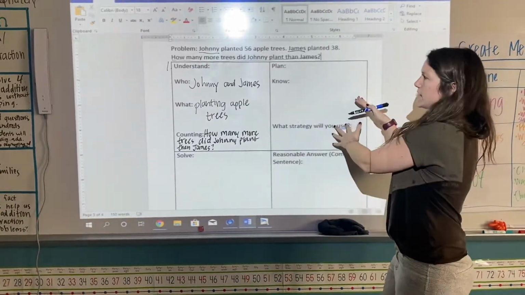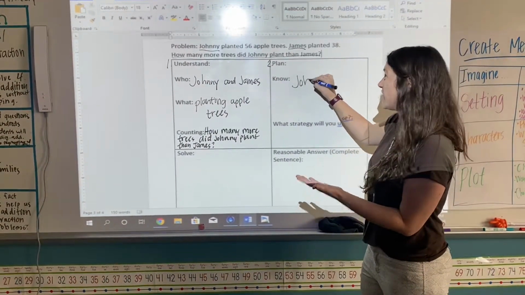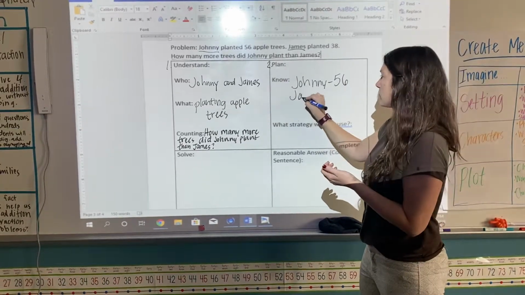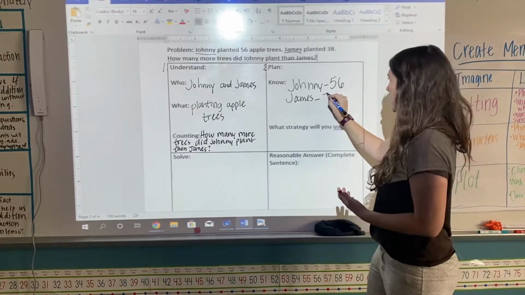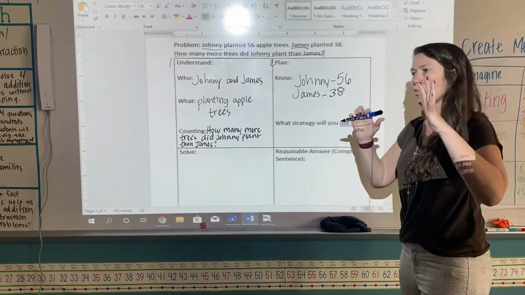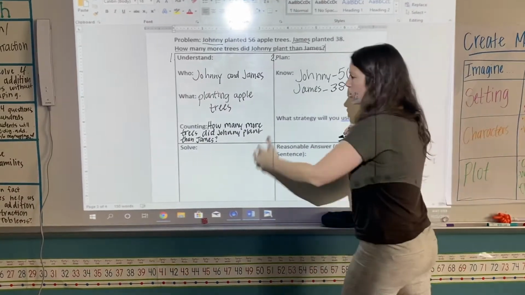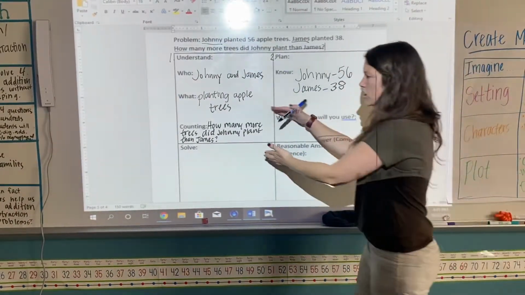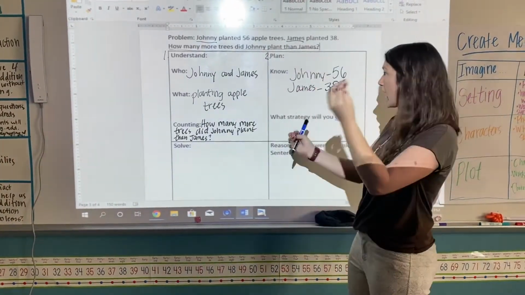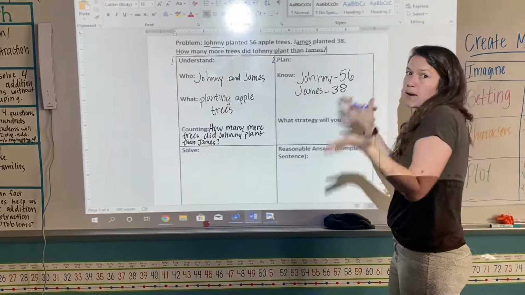Then we move to the next step, which is to plan out our problem. Well, we know that Johnny planted 56 trees, and we know that James planted 38. Those are our who's, and these are the trees that they planted. Now, what strategy will you use is not how do you solve the problem? It's how are you going to get to the point that you can solve the problem? So if they can understand this question, how many more trees did Johnny plant than James, is asking them to compare these two and figure out this number is bigger, but how much bigger is it?